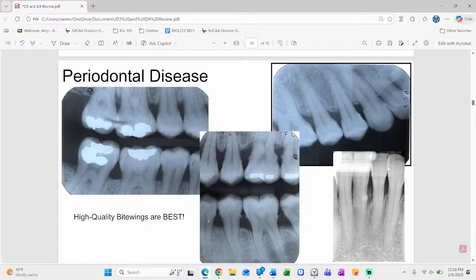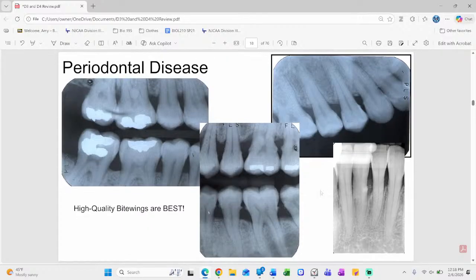All right, so periodontal disease, huh? High quality bite wings, best for looking at bone levels. Periapicals, too much vertical angulation. Always have to have bite wings. And you know when you come to me with an emergency and you come to take a periapical, what do I always add on? The bite wing for restorability.